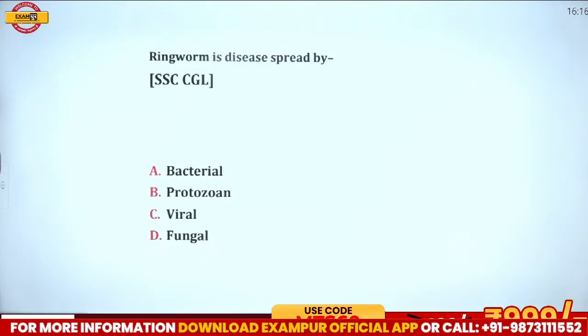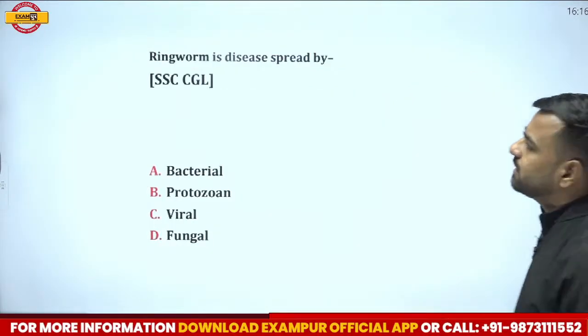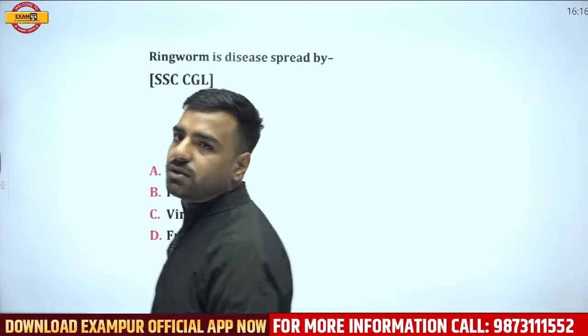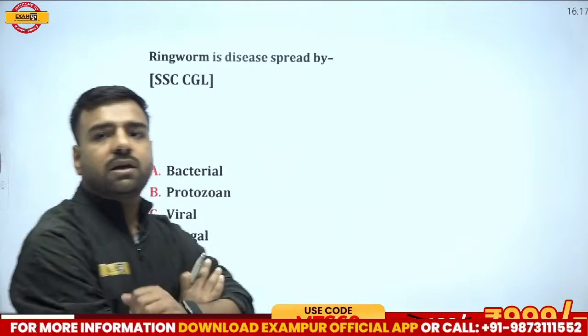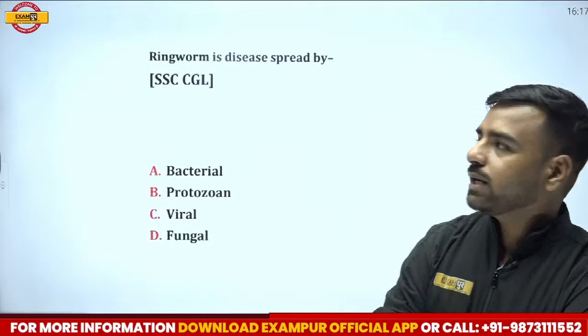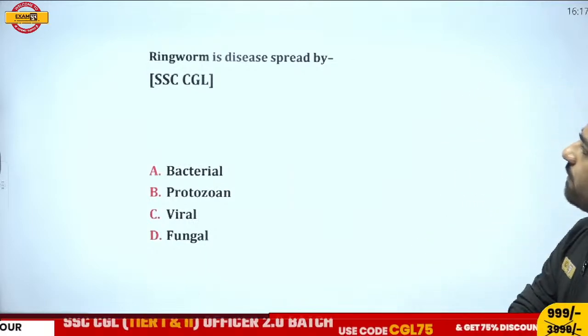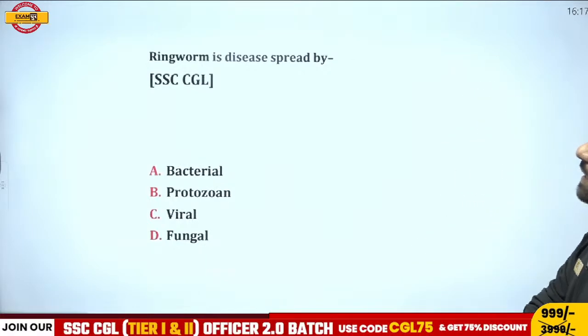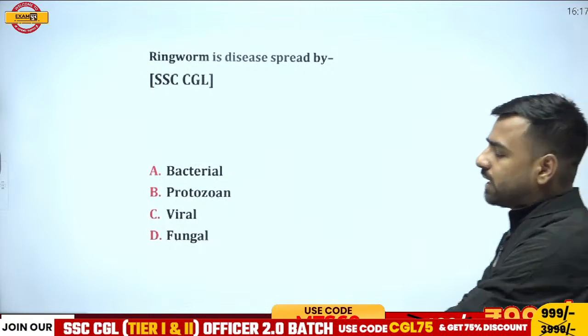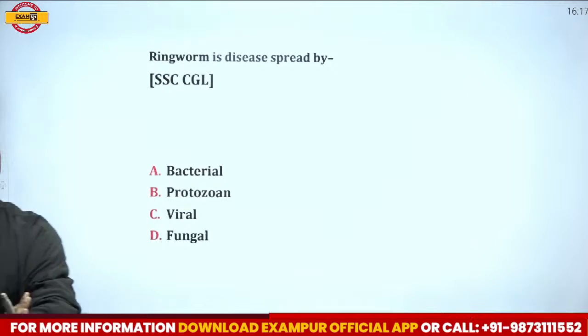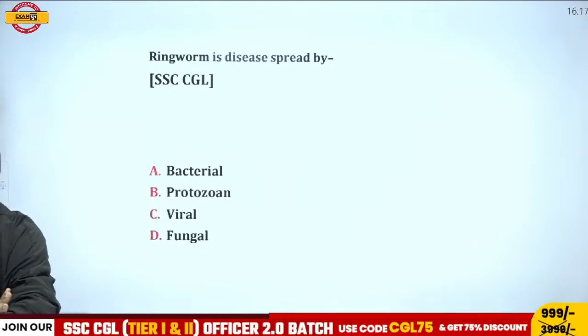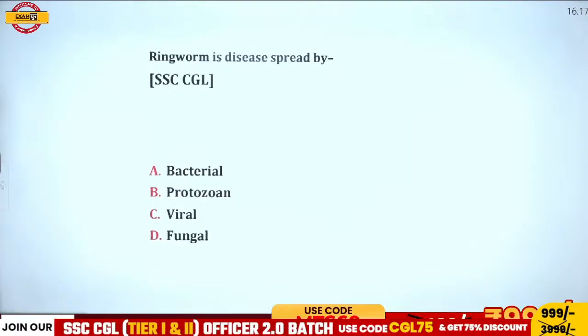Okay, so we have the next question. Ringworm is a disease which is spread by what? So we have four options here. Let's see who can give this answer. Ringworm is a disease which is spread by what? Is it bacteria, protozoa, viral or fungal? What is that? Can you answer this part? Waiting for the answer, everyone.